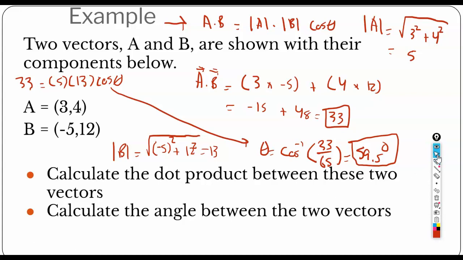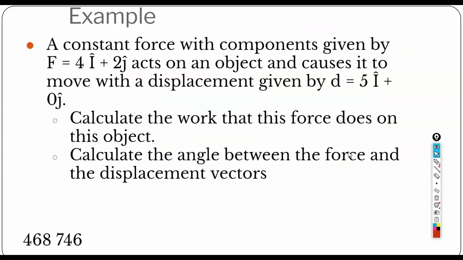All right, so let's do a few quick examples with work, and then we will be done with this short video. This example says a constant force with components given by F equals 4i hat plus 2j hat acts on an object and causes it to move with a displacement given by D equals 5i hat plus 0j hat. And the first question says calculate the work that this force does on this object. So remember, work is FD cosine theta.